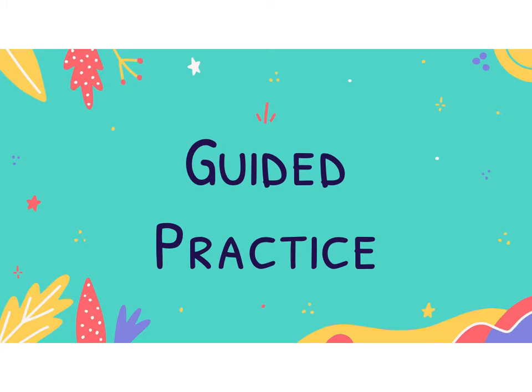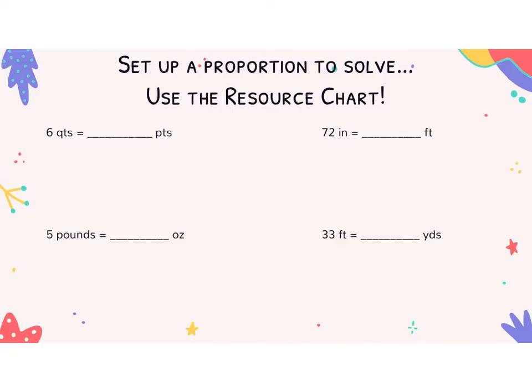Now let's solve some guided practice problems together. In our first guided practice problem, we need to figure out how many pints are in 6 quarts. So I will set up a proportion, quarts to pints. And on our star resource chart, we see that 1 quart equals 2 pints. Then we know from our problem that we have 6 quarts, and we are needing to figure out how many pints that is. So we have set up our proportion.